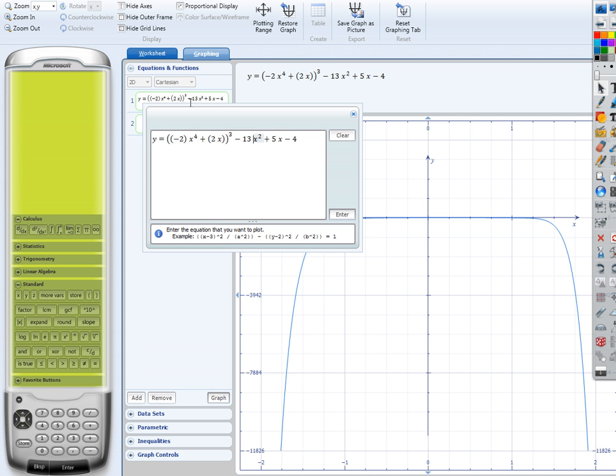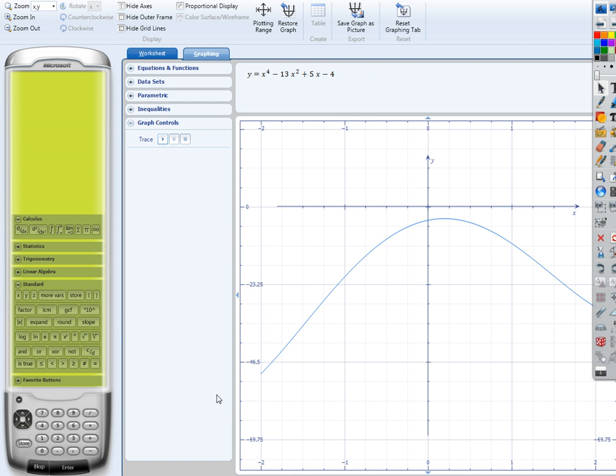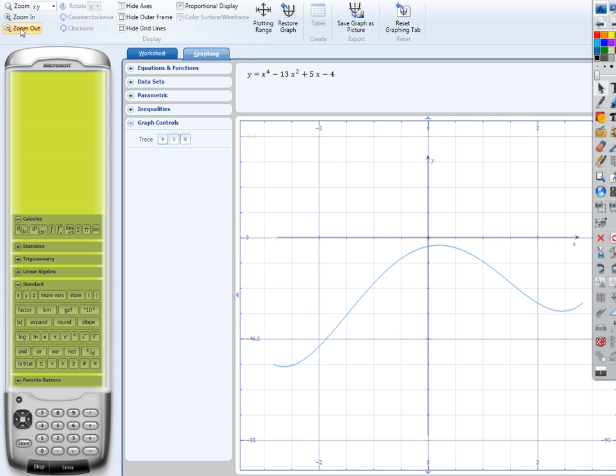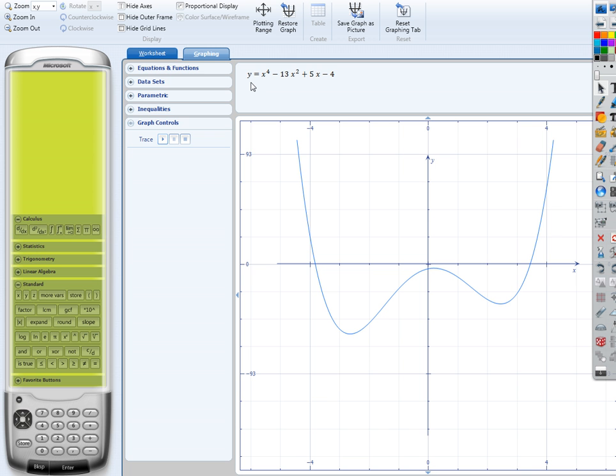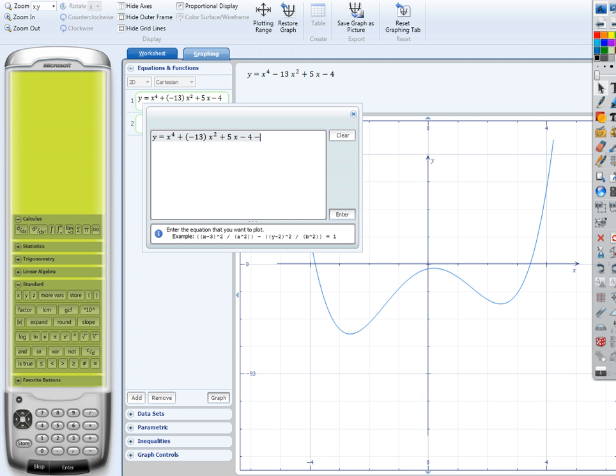Maybe you can go to parentheses. Okay, there's x to the fourth, right? Turns down. If I zoom out, look at that, it turns back up. Strange. What do you think is going to happen if I make it negative? Oh, see, it didn't. It's not what I wanted it to do.